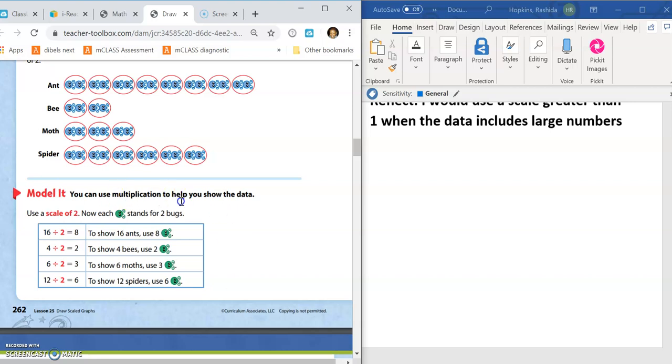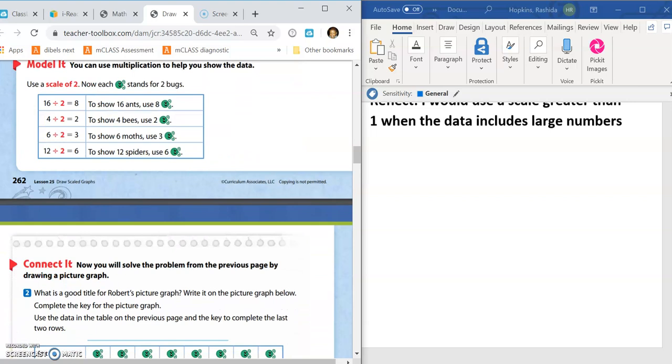You can use multiplication to help you show the data. Use a scale of 2. Now, each one of the symbols, this little bug, stands for 2 bugs. Okay? 16 divided by 2 equals 8. To show 16 ants, use 8 of the bugs. 4 divided by 2 equals 2. To show 4 bees, use 2 of the bugs. To show 6 moths, 6 divided by 2 equals 3. To show 6 moths, use what? 3 of the bugs. To show 12 spiders, use 6 of the bugs. 12 divided by 2 equals 6.